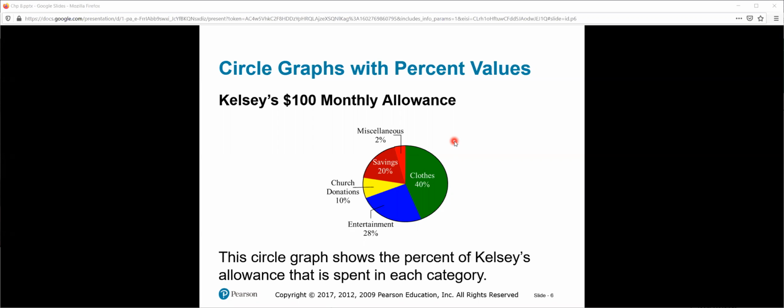This graph example, we can see Kelsey's $100 monthly allowance. How much is Kelsey's $100 to spend every month? What is she spending that on? 40% of that goes to clothing, 28% goes to entertainment, 10% to church donations, 20% to savings, and 2% to miscellaneous. $100 is not a lot of money to spend each month, and she is tithing very nicely, 10%. Good for her.